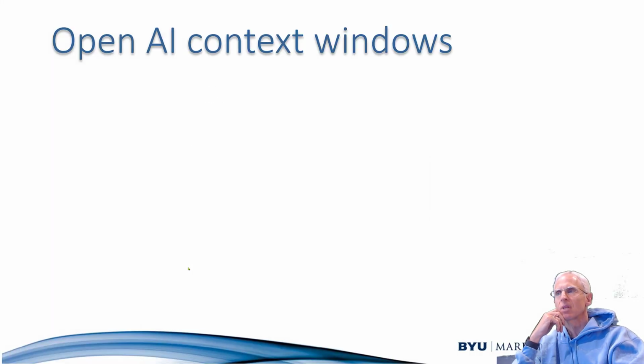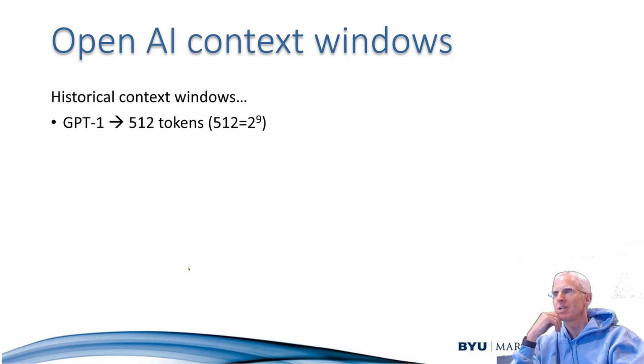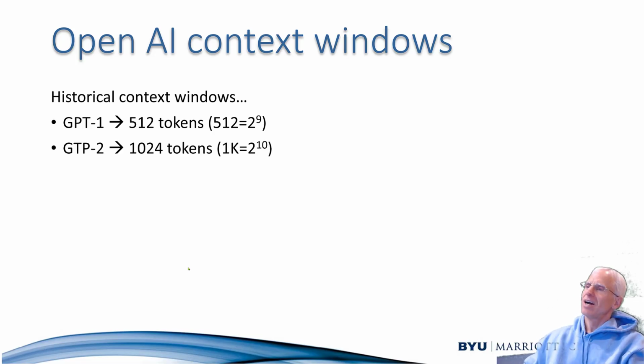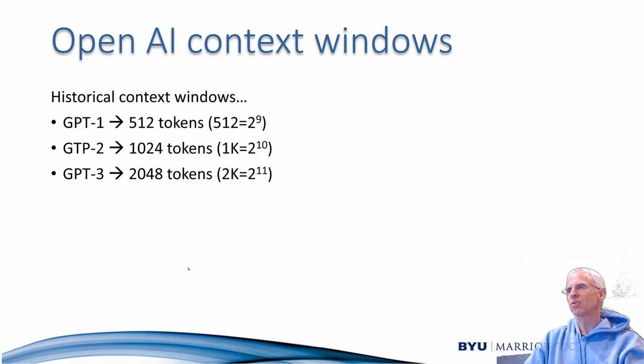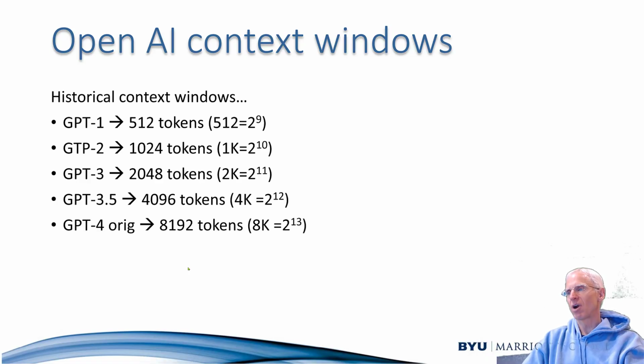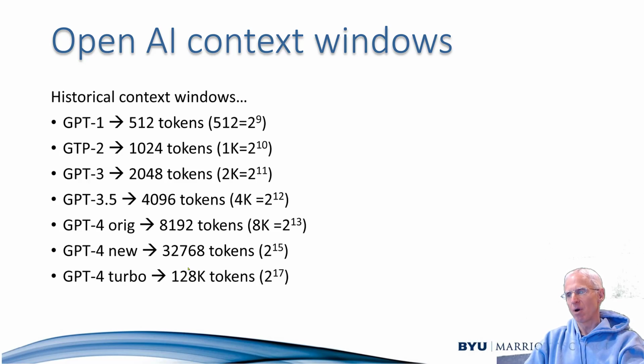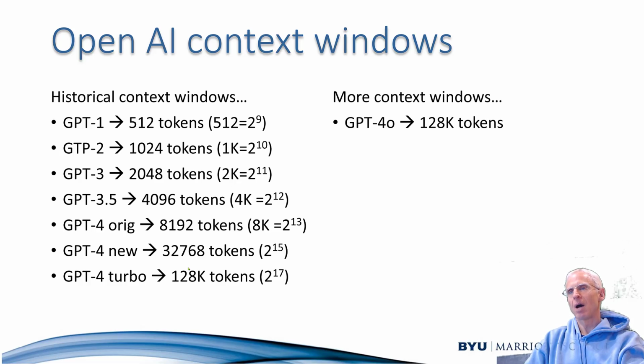Here are some examples. Historically, we have GPT-1, 512 tokens. That's not much. GPT-2 doubled that. GPT-3 doubled that. GPT-3.5 doubled that. GPT-4, the original one, doubled that. For their new one, actually quadrupled that. Holy cow. 32,000. Now we're getting into a more reasonable space here. GPT-4 Turbo, 128,000. More. GPT-4o, their Omni model, 128, the same. Their Mini had the same. So we're kind of at a plateau there.